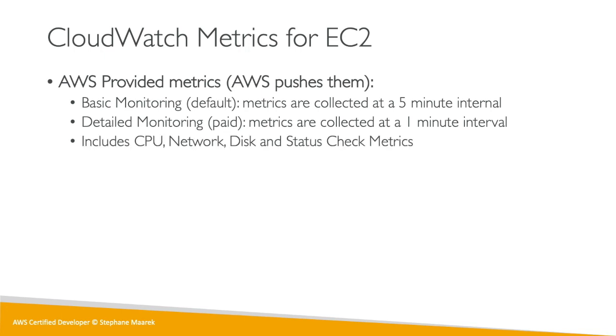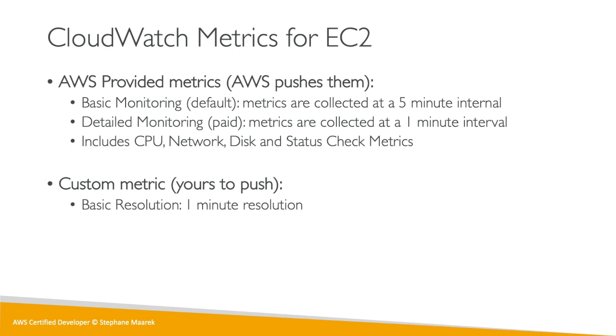And these metrics include CPU, network, disk, and status check metrics. Remember these four, they're very, very important. Then you're able to use custom metrics. And custom metrics, by definition, are yours to push, they're custom. The basic resolution of your custom metric is 1 minute, but you can go into a high resolution custom metric, which is all the way to 1 second.